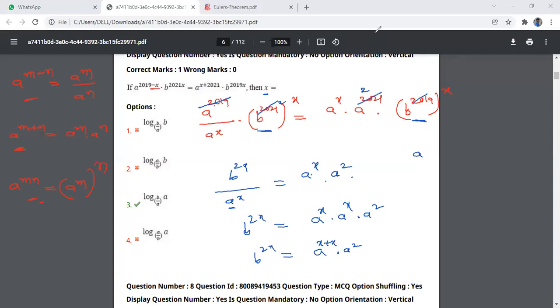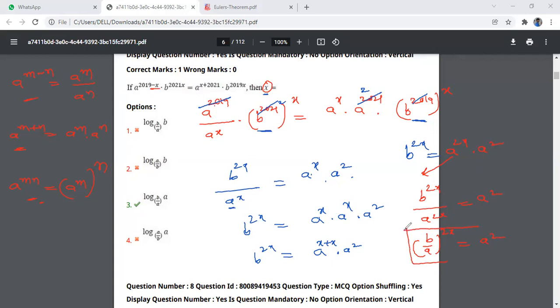Next here, b power 2x and a power 2x. Now b power 2x is equal to a power 2x into a square. I want to find the x value, so that's the reason I'm taking this content to this side. b power 2x by a power 2x is equal to a square. Now I want to write this as b by a whole power 2x, b by a whole power 2x is equal to a square.